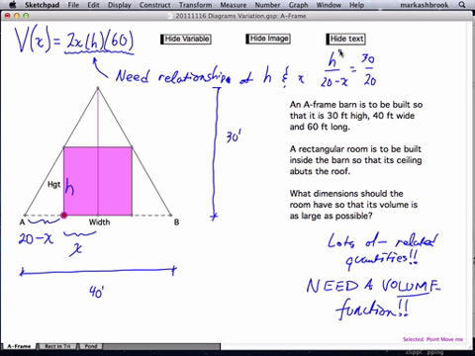Okay, what now? Yeah, so what we needed was h as an expression of x, so that we could have our volume all in terms of x. So what does h equal? 3/2 is 1.5, right? Times 20 minus x. So we can take that, and that's always h. So we can substitute it here for h.